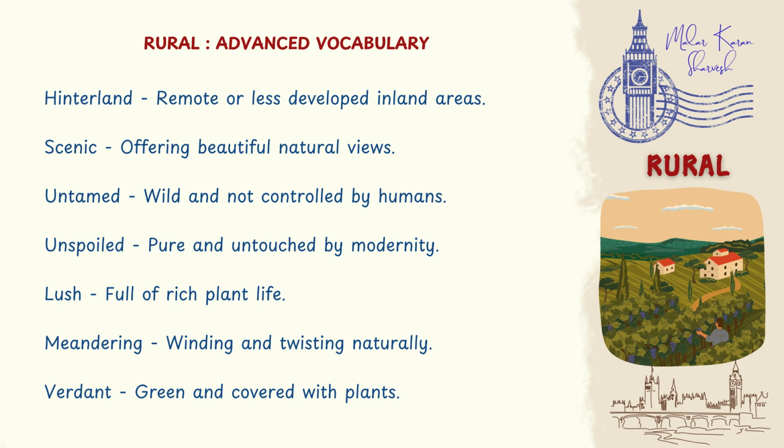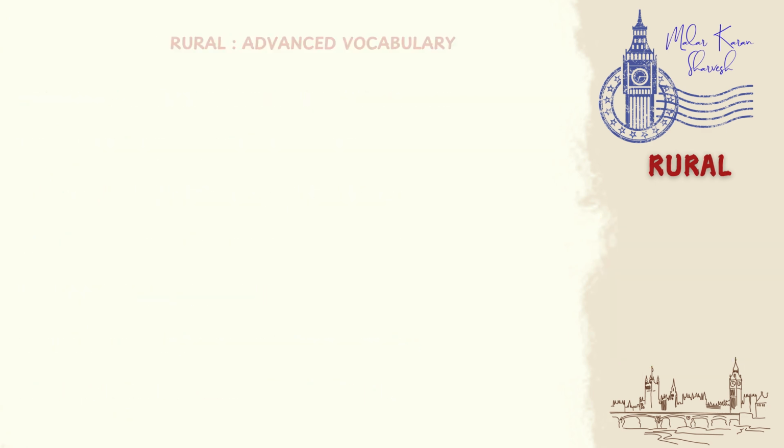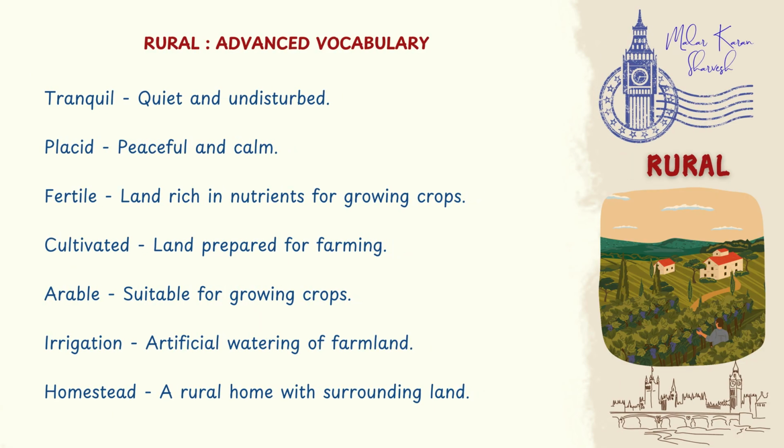Untamed, wild and not controlled by humans. Unspoiled, pure and untouched by modernity. Lush, full of rich plant life. Meandering, winding and twisting naturally. Verdant, green and covered with plants. Tranquil, quiet and undisturbed. Placid, peaceful and calm.